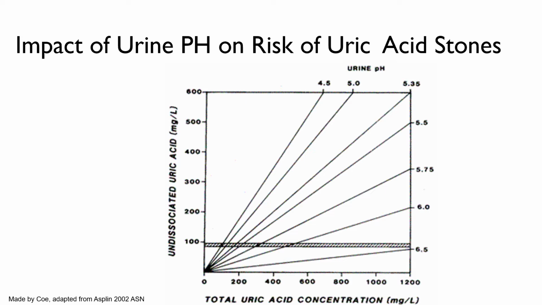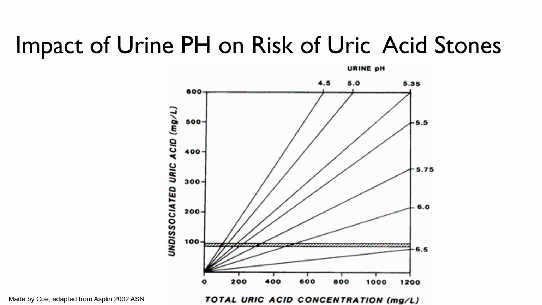And you can see here that the association between how much uric acid you have in the urine and how much comes out of solution is highly contingent on the urine pH. So if you look here, if you have very alkaline urine at 6.5, you can have a very high concentration of uric acid in the urine and still stay in solution. Crystals not coming out, so they can't stick together and form a stone.